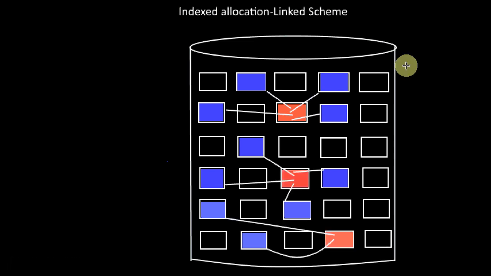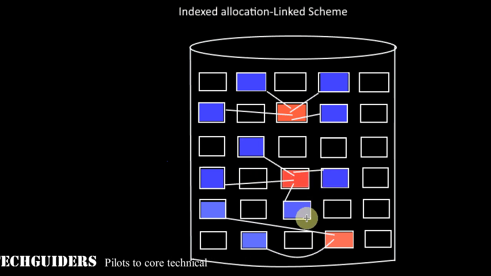Here, suppose we use one index block to hold the pointers to the first 4 disk blocks of the file. Then we use one more index block to hold the pointers to the next 4 file blocks. Then we need one more index block to hold the pointers to the remaining file blocks.